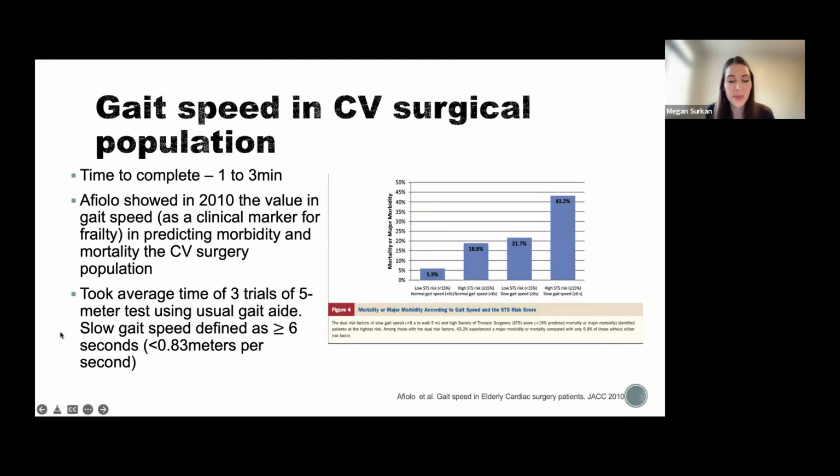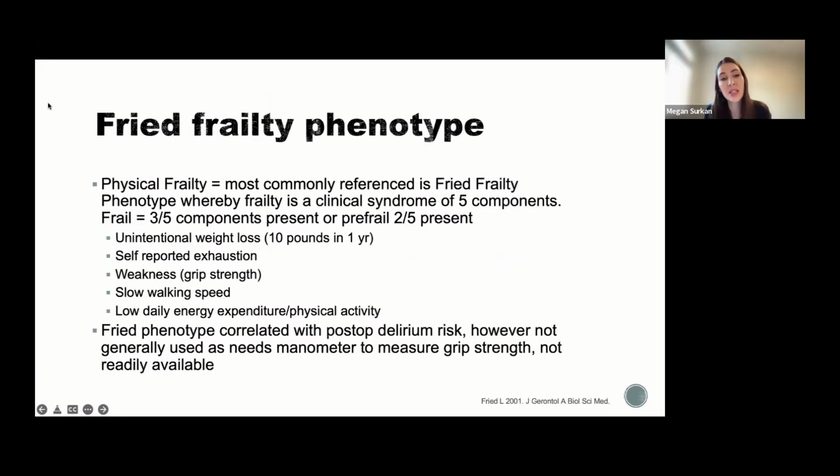A slow gait speed is essentially defined as 0.8 meters per second, which is the cutoff to remember. As you can see here, those with a slow gait speed had a 43% risk of mortality or morbidity postoperatively, versus people with a normal gait speed, who had a much, much lower risk of poor post-op outcomes.